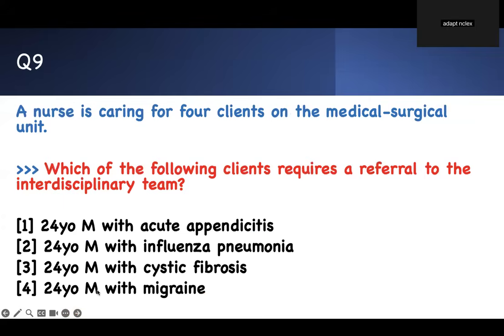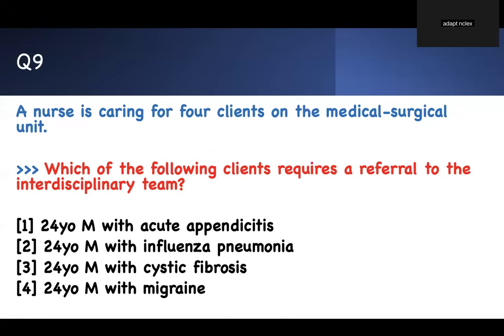Which of the following clients require referral to the interdisciplinary team? A nurse is caring for 4 clients on the medical surgical unit. Interdisciplinary team means somebody who has a bunch of problems that involve multi-systems, multiple specialties, right? Somebody with acute appendicitis just needs a surgeon, right? It doesn't need physical therapy, it doesn't need pulmonary people. If you have influenza, maybe a lung specialist, that's all, right?